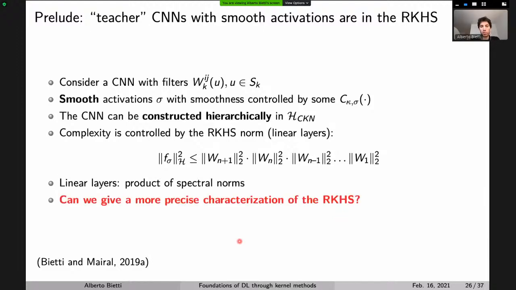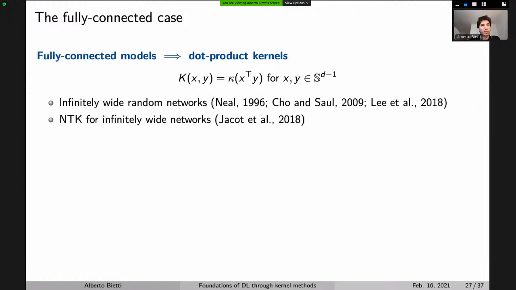Okay, but the question that we'll ask later is, can we get a more precise characterization of the kernel Hilbert space using maybe tools from kernel methods that we know and love, that you know and love, that I'm learning to learn and love. So in the fully connected case, at least the nice thing is that we have a nice structure that allows us to precisely characterize the RKHS.